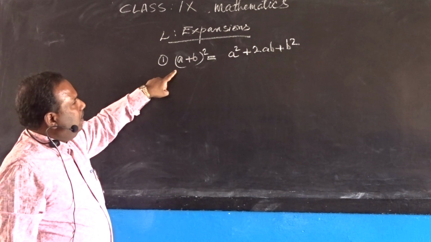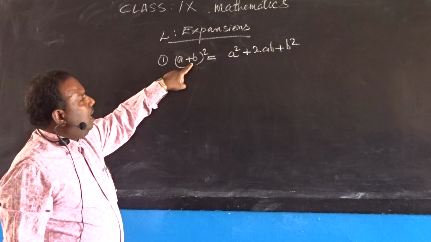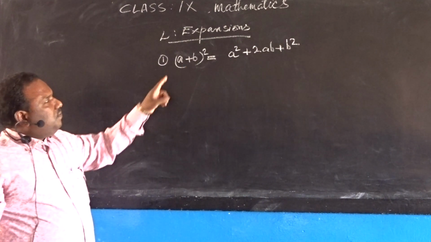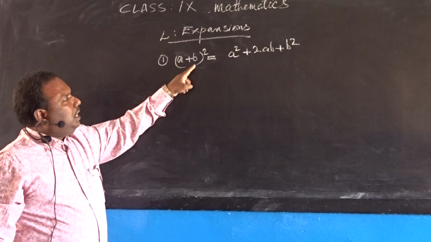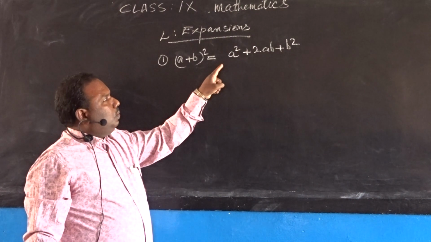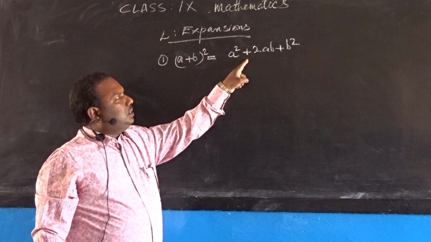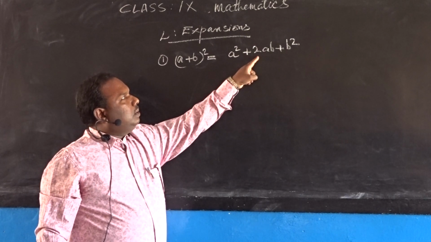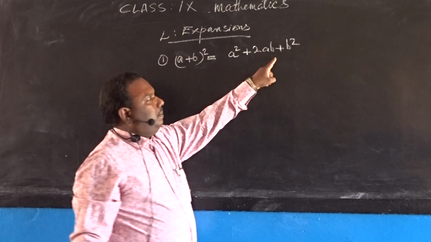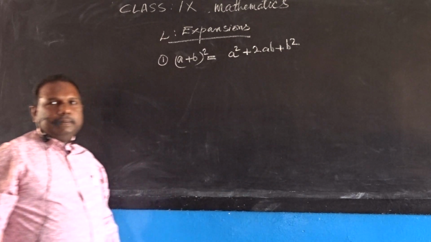And you know, here a is the first term and b is the second term. (First term plus second term) all square is equal to the square of the first term plus 2 into first term into second term plus the square of the second term.